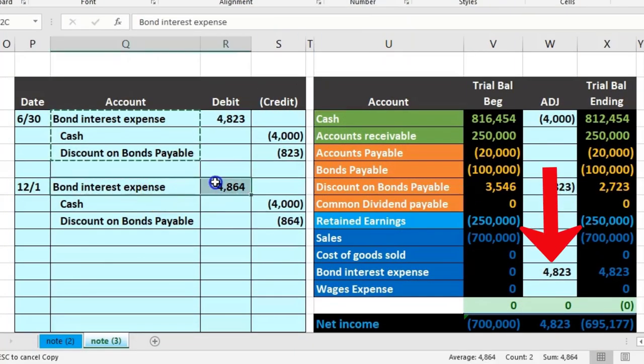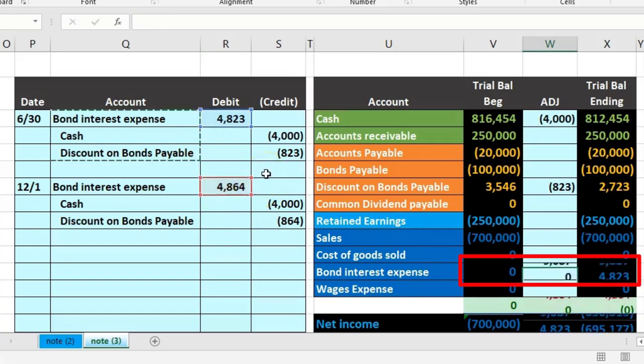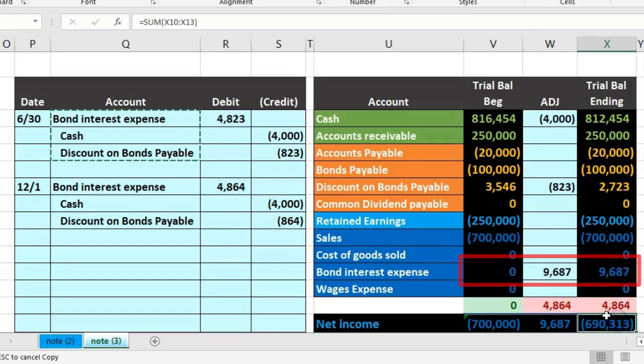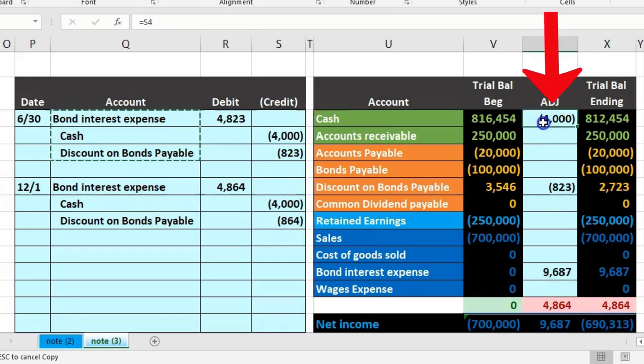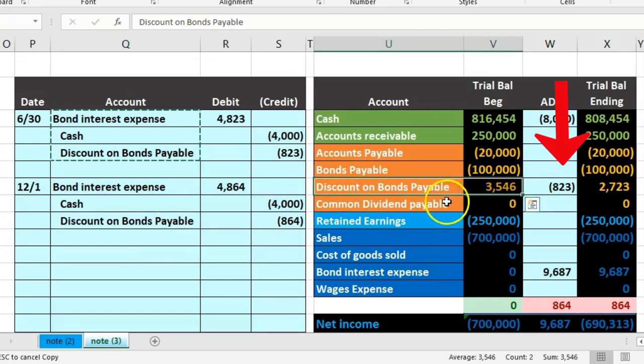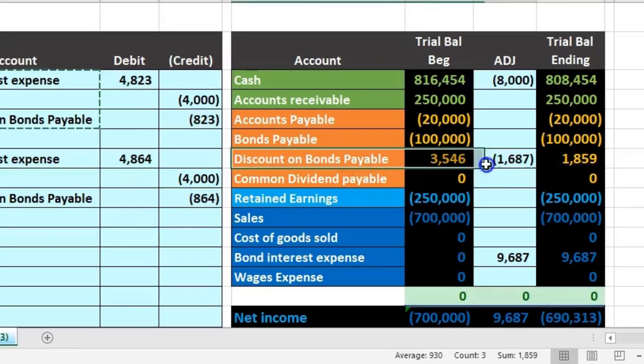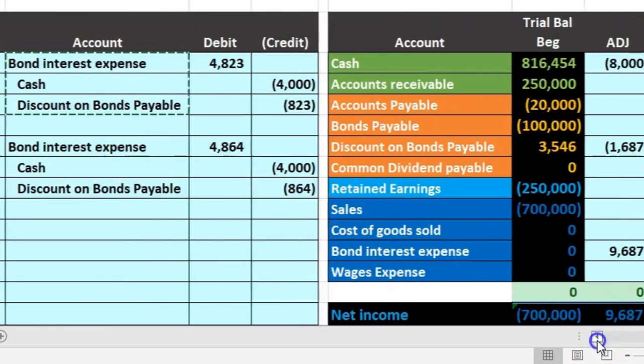So we're gonna say, there's the bond interest. I'm gonna double click on the bond interest expense to go there, go to the end of it, plus 4,864 brings that up, out of balance, brings net income down. Cash is here, something's in it. So I'm gonna double click on cash, go to the end of it, and plus, point to that 4,000, bringing this balance down. And then the bond discount is here. Double click on it, go to the end of it, and plus, and we're gonna point to that 864 and enter. So now we have this amount, and this being the bond amount.